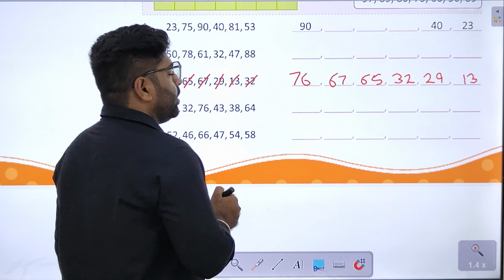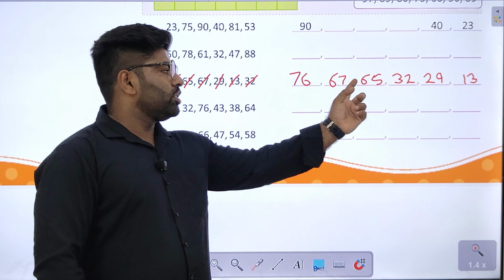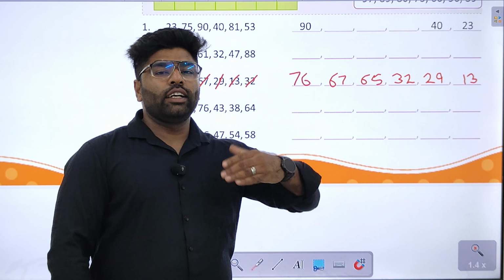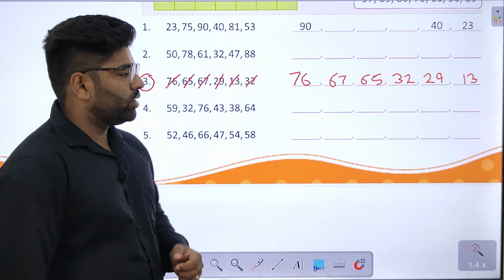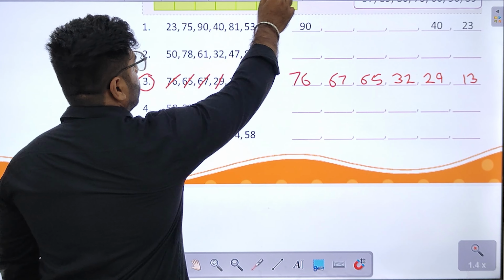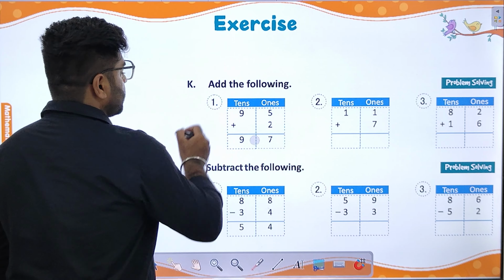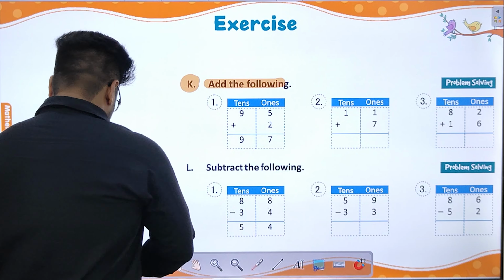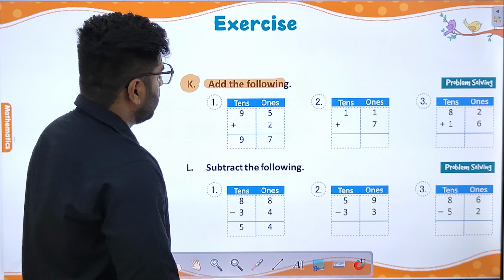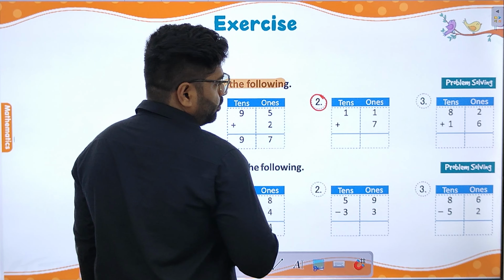If we have seen, we have started this series from the largest number, then smaller, and ended at the smallest number. So this is our descending order or decreasing order. Clear? Okay. Now we are having our exercise key part as follows. So here we are having 3 questions. Let's pick question number 2.